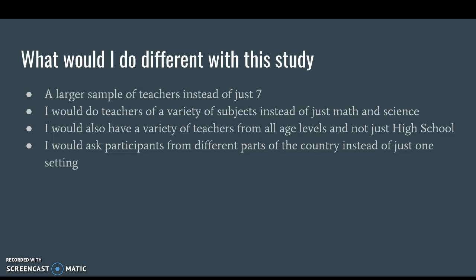In this study, Patton only chose 7 teachers. So if I were to do it differently, I would choose a larger sample. I would have a variety of teachers other than just math and science. I would also have different age levels and not just high school, and maybe different regions instead of just one setting. Because if you're going to expand the sample size, you might need more people conducting the study. So instead of just Patton, maybe having numerous people in different regions conducting the study and then coming together.